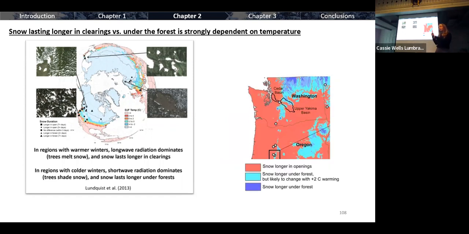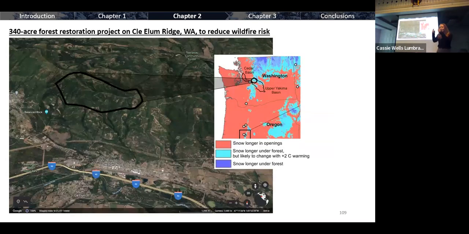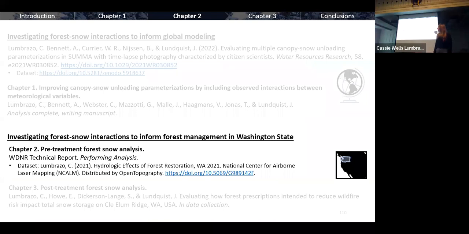And if you were to translate the temperature into snow lasting longer in the openings versus the forest, it kind of is split in the Cascades, where you have snow lasting longer potentially in the forest as a hypothesis, but it's likely to change if temperatures are changing, especially in the winter. So that's the zone that we're zeroing in on. Previous work by Jessica and a lot of other folks has looked at these interactions, but we're really looking at this region that is quite uncertain for how forests are going to impact snow. So that's the overview of the perspective from Washington State.